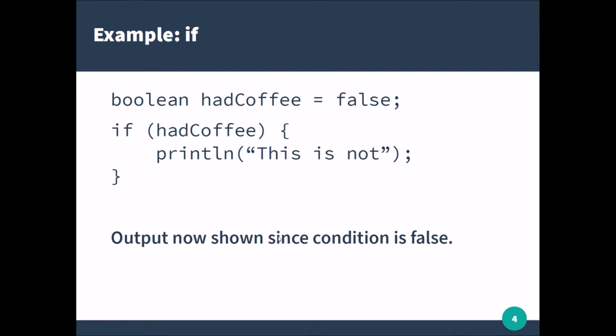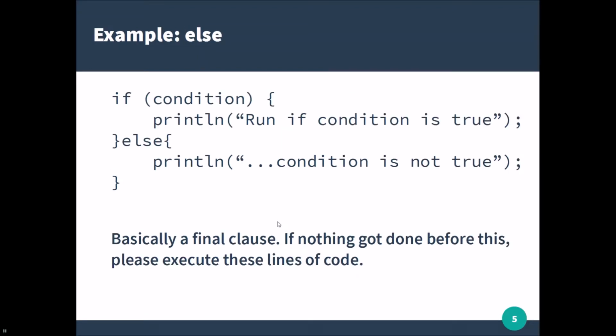But what if we want to do something with an if statement, but another thing if it is not true, an alternative, a final clause? If something is true, do this, else do this. Now once again I didn't use the word else by accident. This is our second keyword.